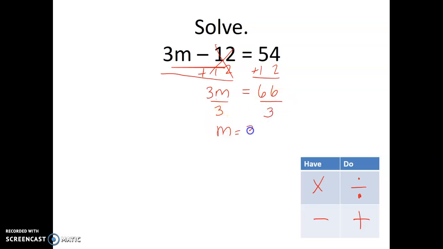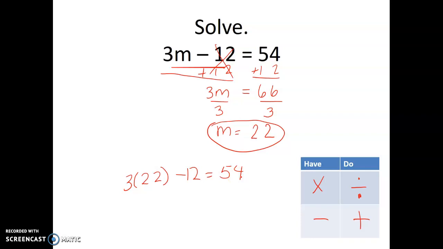So I'm going to get m equals, oops, not 33. m equals 23. Nope, sorry, 22. But if I got that wrong, that's okay, because when I go to check it, 3 times 22 minus 12 should equal 54. So if 22 is incorrect, I'm going to know right away. So 3 times 22 is 66, minus 12 should equal 54. 66 minus 12 is 54. That equals 54. So I've got a good solution there.